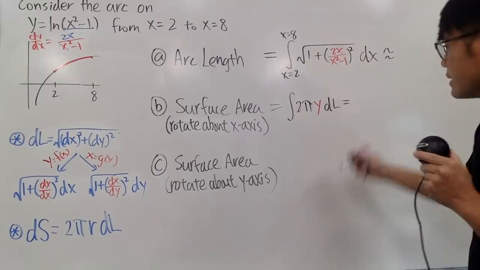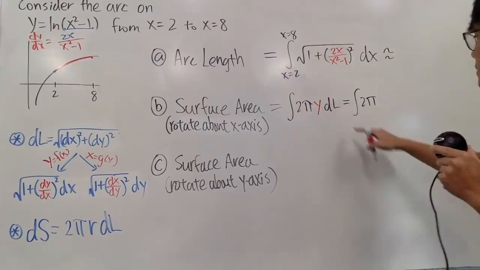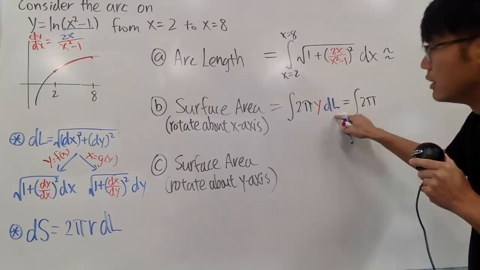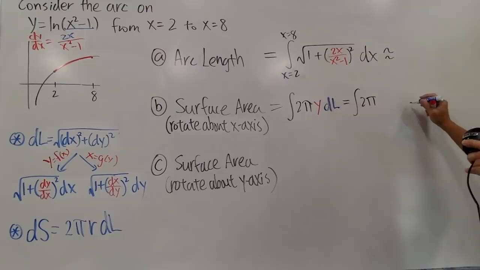So let's see. Integral, we have 2 pi, it's still 2 pi. We have this y. But again, for the dl, it's pretty much the first part, just the inside without the integration, of course. So let me put that down right here. And now here's the dl.